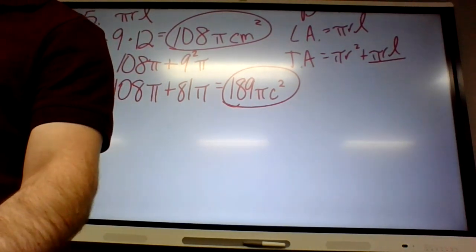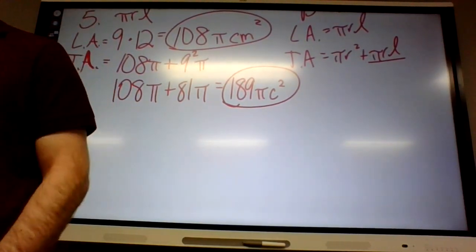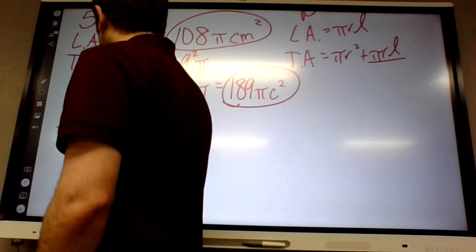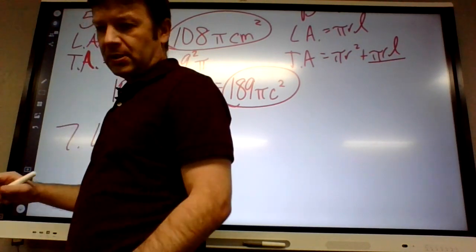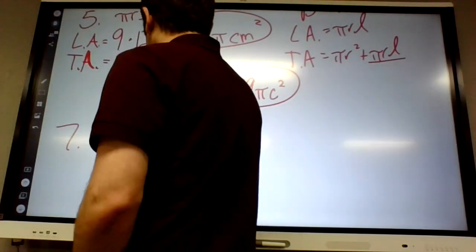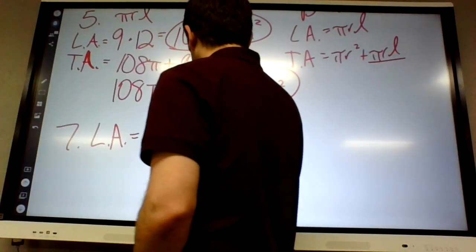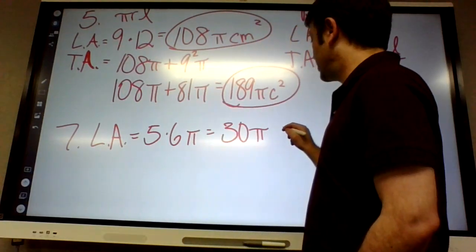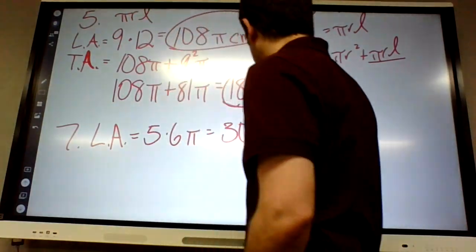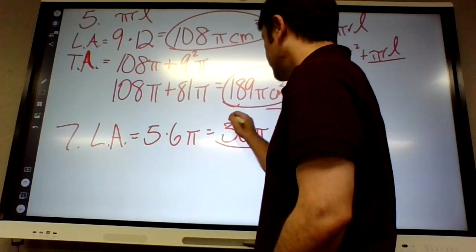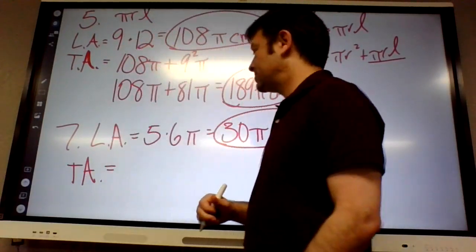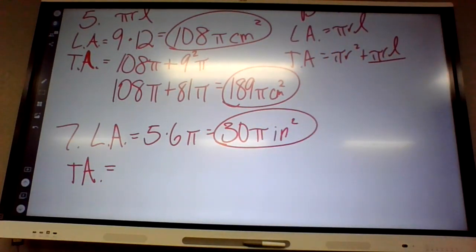Okay, same thing. They just did not draw the picture for us. So we're going to use the same formulas. So pi r L for lateral area. The R is 5 and the slant height is 6. So 5 times 6 times pi. So it's 30 pi inches squared. Okay, that's the lateral area of the cone.